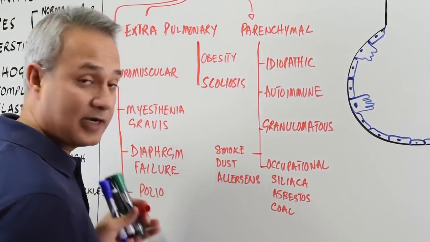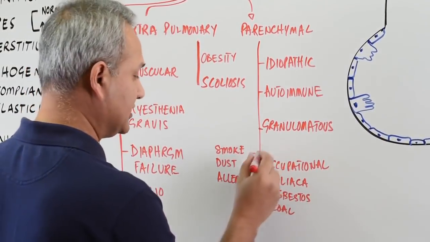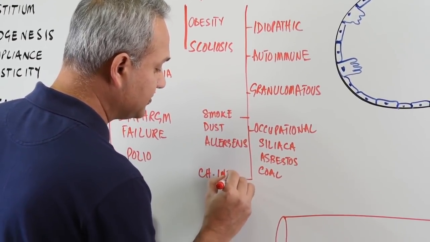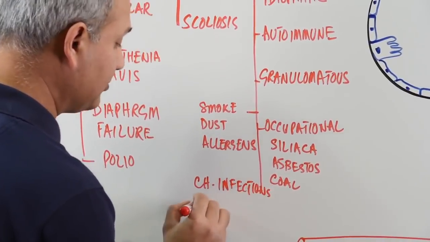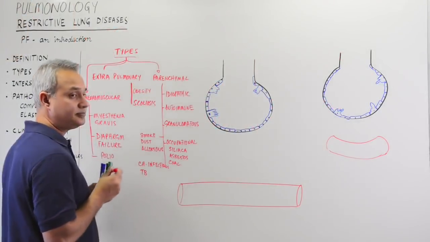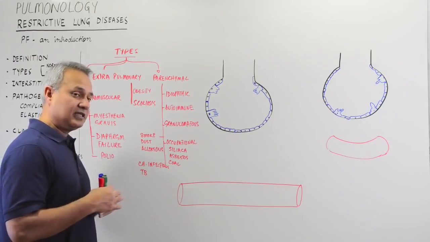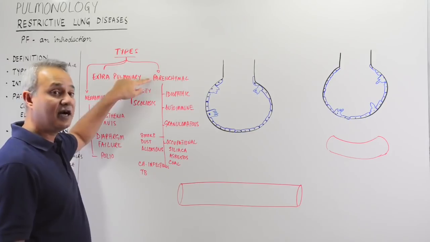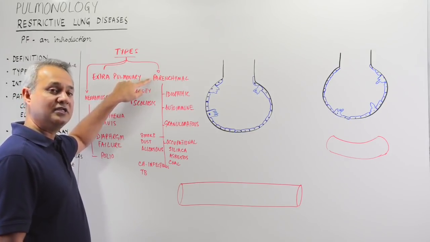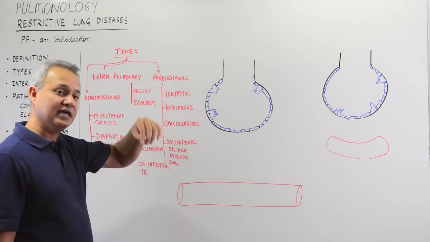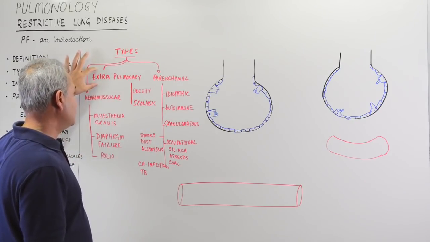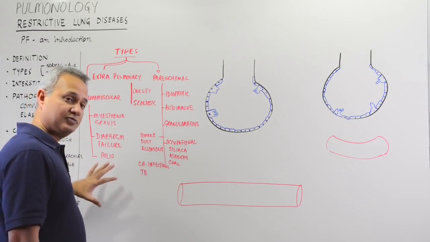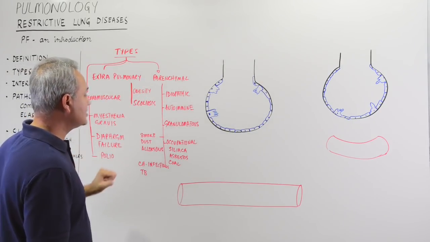With that, that also means chronic infections, so if I put here chronic infections, for example tuberculosis, and so on. In the lecture series that we'll do, we will actually be talking about the parenchymal diseases, or the diseases of the lung tissue itself. We are not going to talk about extrapulmonary here, and we are not going to talk about the neuromuscular problems here. Okay, so with this now let's start.